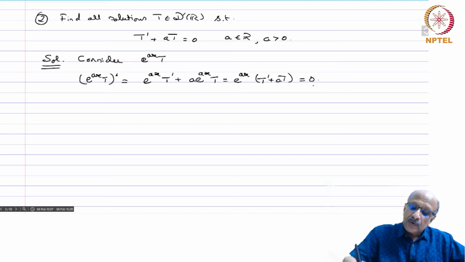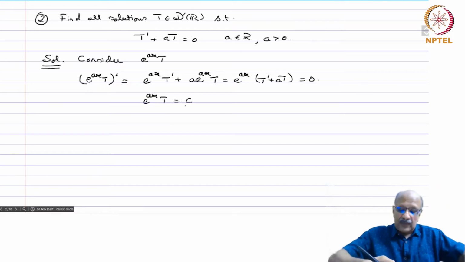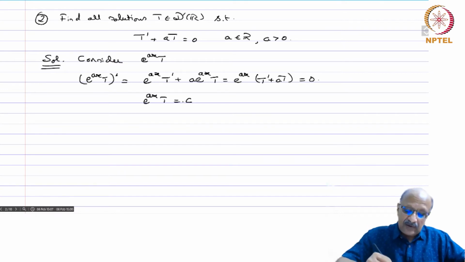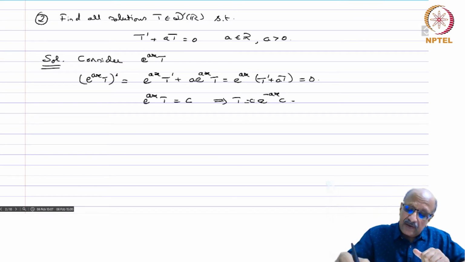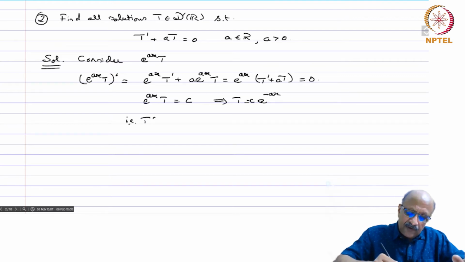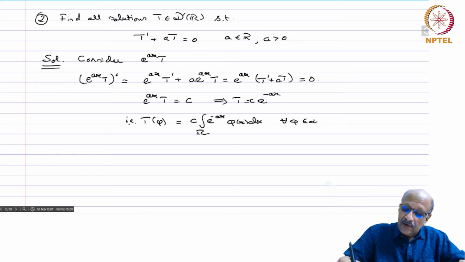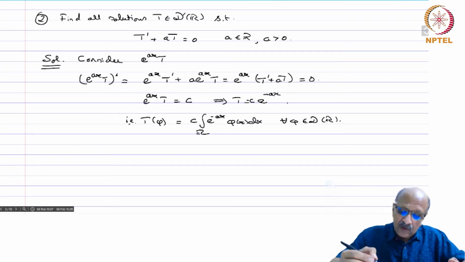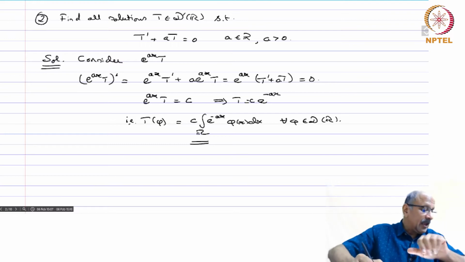So you have the distribution derivative of something equal to 0. So then we know that e power ax T equals a constant. Again recall that we mean that this is generated by the constant function. So then this implies that T equals e power minus ax times c, or c e power minus ax, as we write. Okay, so now what does this mean? That means that T of phi equals c times integral e power minus ax times phi of x dx over R for all phi in D of R. This is what we mean. So there is only one solution, that is in fact the distribution generated by the classical solution of this differential equation. Okay.